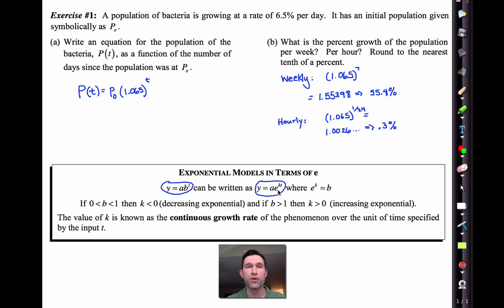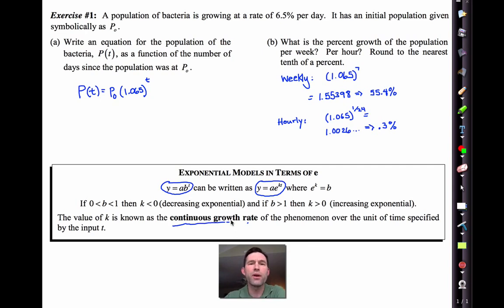E is just that number 2.71. A is still the initial amount, but now we have this extra constant. Remember, t is a variable, so is y. But this extra constant k is what's known sometimes as the growth rate. We're going to call it the continuous growth rate.